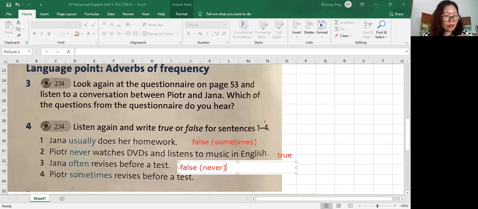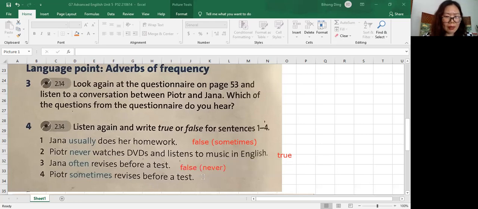All right, continue. Do you, Piotr? Answer B. I sometimes revise. Okay, Piotr said, I circle B. Okay, what's the answer of B? I sometimes revise this before a test.